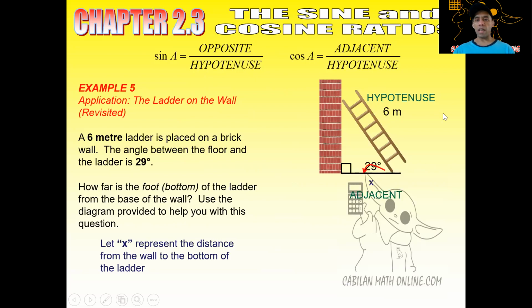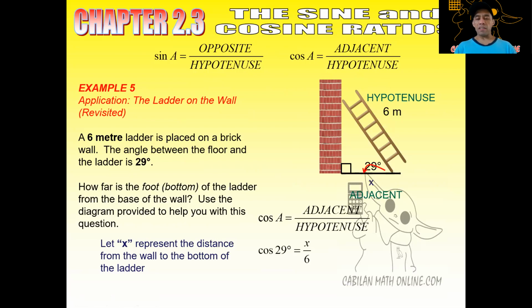So we have adjacent and hypotenuse. You always pick the ratio that has those two sides in it. In this case, it's going to be the cosine. Now remember, we're solving for the side length, so let's put the numbers in. Adjacent will be x, hypotenuse will be 6, and this 29 degrees is going to go in for the capital A in this case.